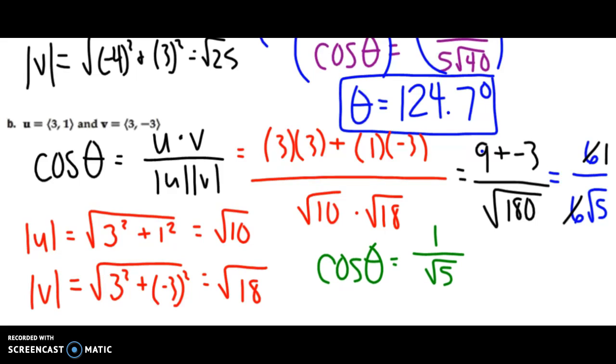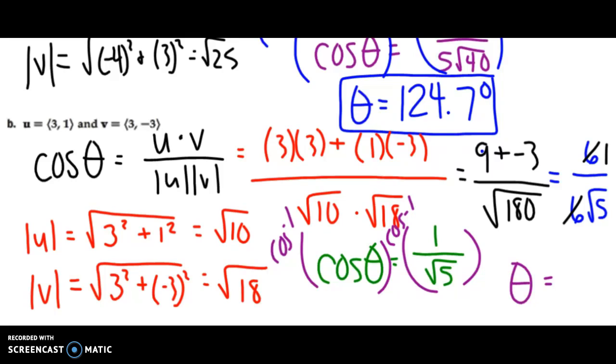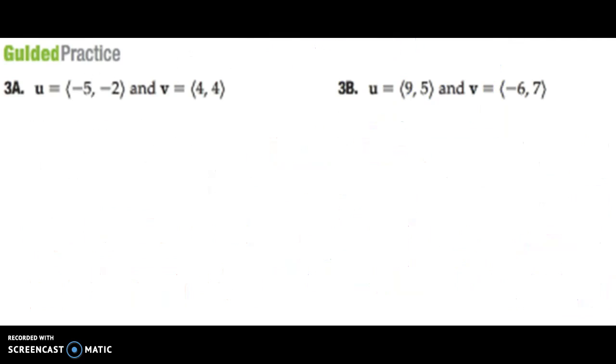Now to figure out what theta is, I'm going to have to take the inverse cosine of both sides. And I find that theta, to the nearest tenth of a degree, ends up being 63.4 degrees. There are a couple of examples that you can try to find the angle between them as well.